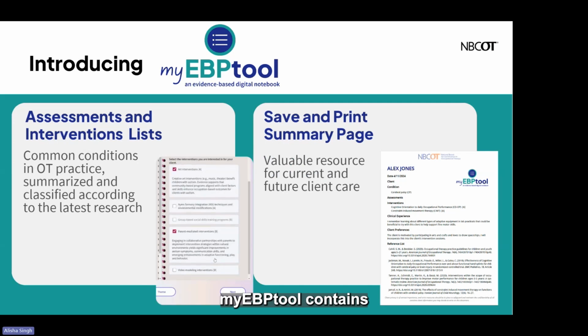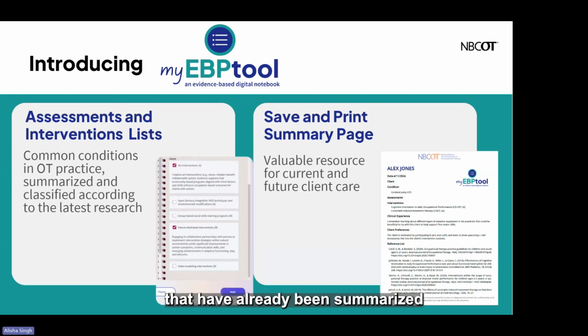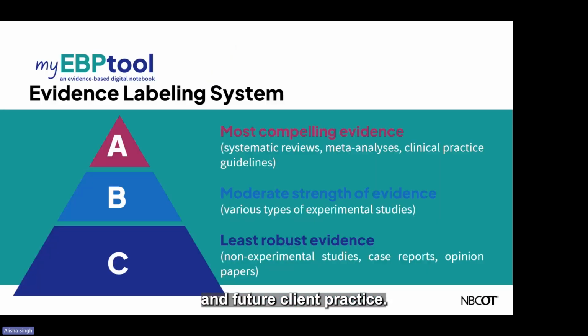My EBP Tool contains lists of assessments and interventions that have already been summarized and classified for some of the most common conditions encountered in OT practice. Students can print and save the summary page that they create based on their selections and entries and have a valuable resource for current and future client practice. The My EBP Tool uses a clear and concise A, B, and C labeling system to indicate the strength of the research supporting each assessment and intervention listed in the tool. This allows students to quickly assess the quality of the evidence supporting a particular intervention.